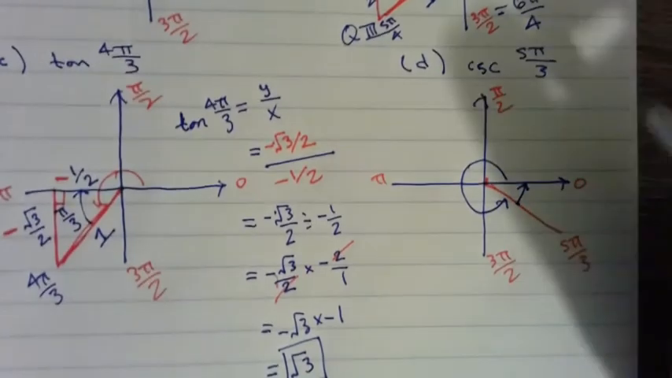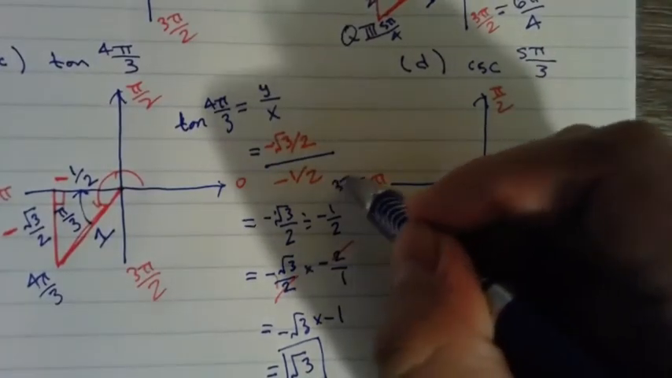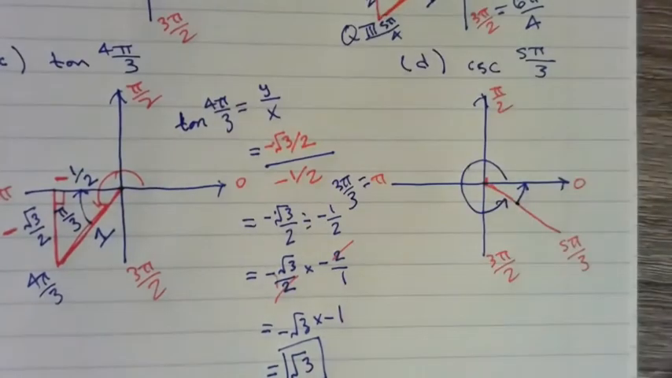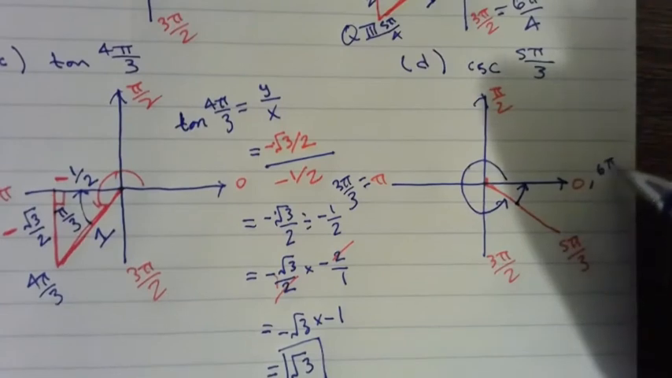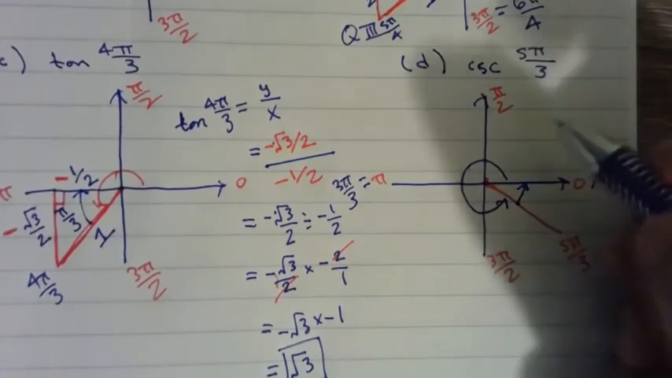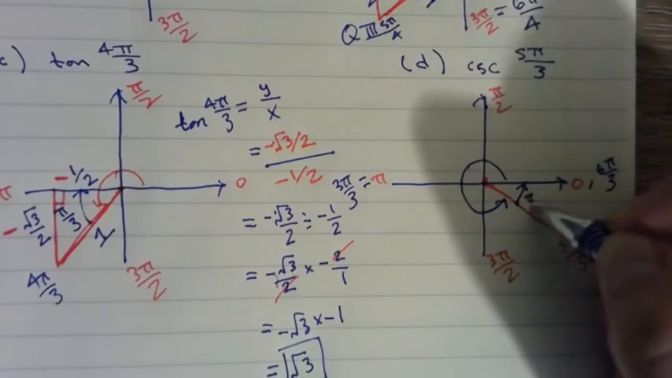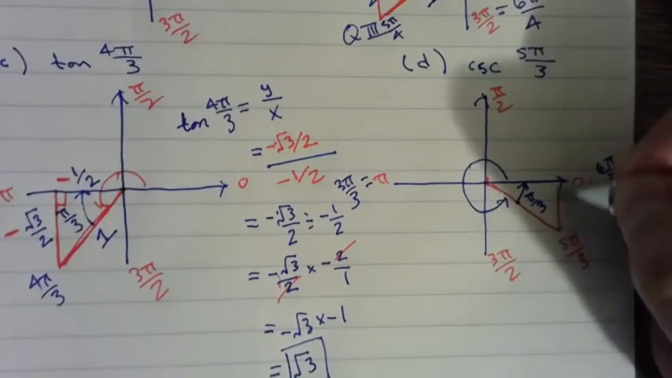Now, if I want to take a look at this, you know that this right here was 3 pi over 3. So to get to right here, this is 6 pi over 3, which is 2 pi, right? So for me to get from 5 pi over 3 to 6 pi over 3, this should be pi over 3. And now we can make our little triangle again.